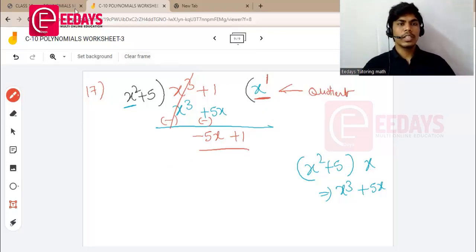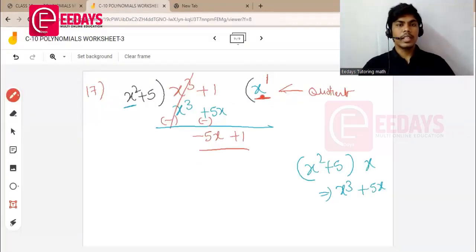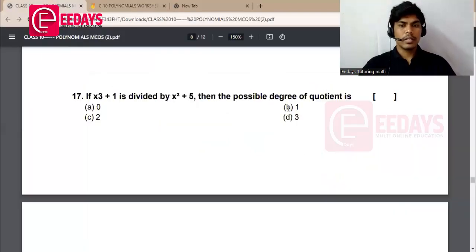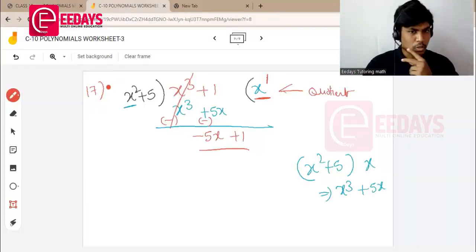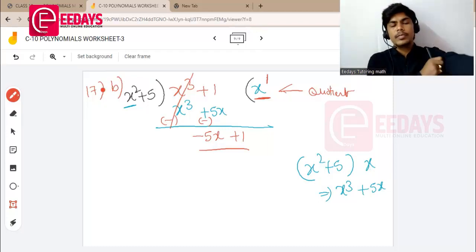So what is the degree of the quotient? It is 1. Not coefficient, quotient. They ask for the possible degree of the quotient. We get x as the only quotient here. That's why it is 1. Option B is the correct answer. Hope you get my point.